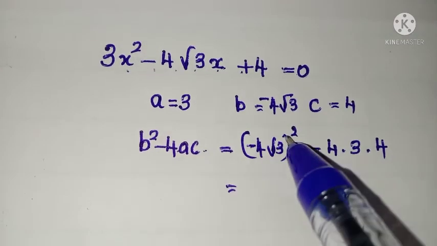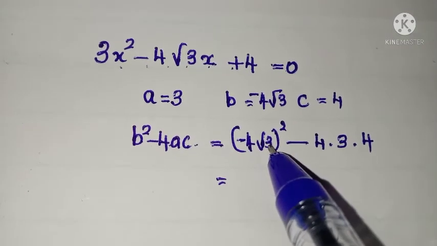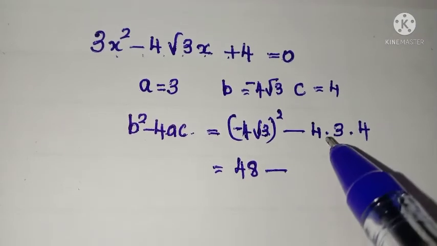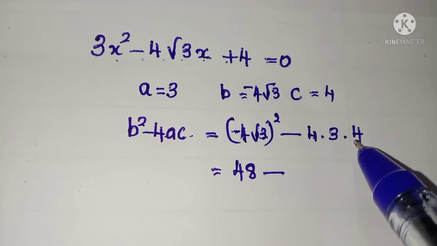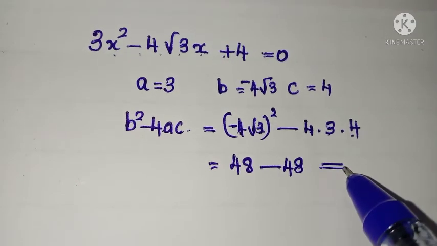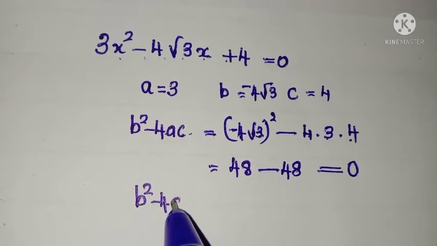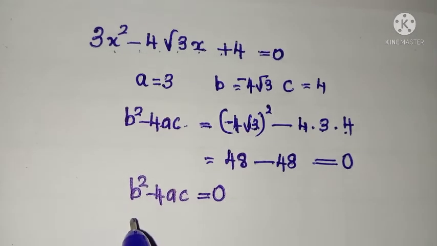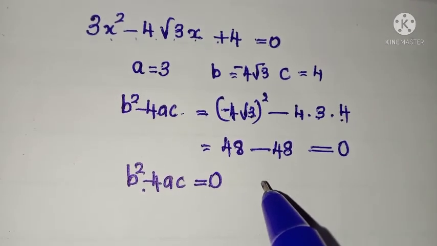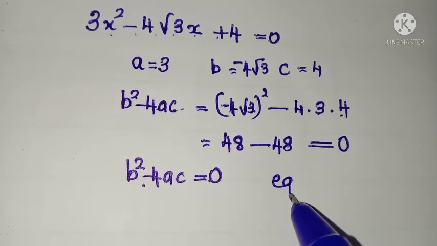Now negative square is positive. 4 square is 16. Root 3 square is 3. So 16 into 3, 48. Minus 4 into 3 into 4, that is 48. 48 minus 48 gives 0. That is, b square minus 4ac equal to 0. Discriminant equal to 0 means the roots are the same, or the equation has equal roots.